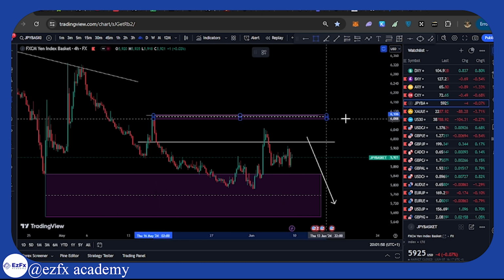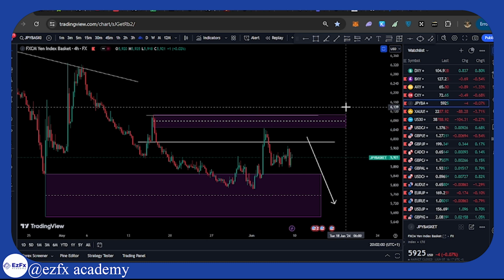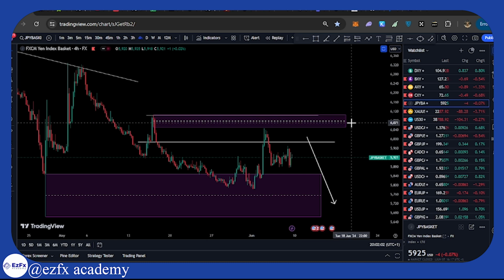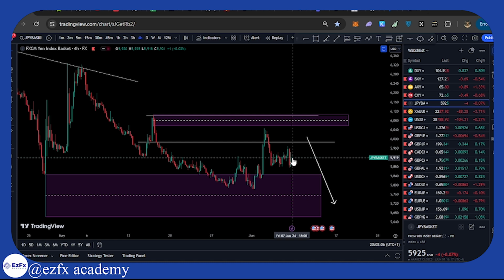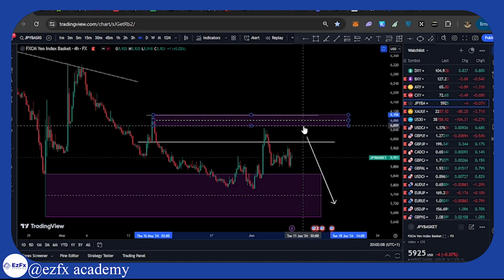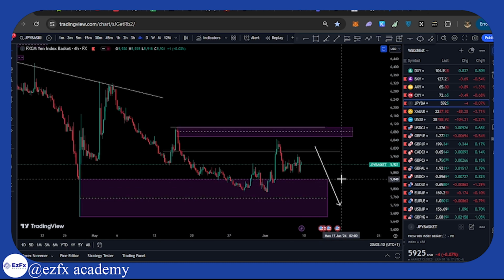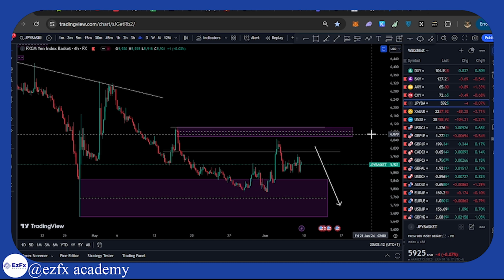Let me just quickly mark that out before we move on to the currency pairs. So something around this. We possibly could get price come up into this zone again before we get to see that sale. However, all of that being said, my overall bias on the JPY basket would be bearish. So I hope that is clear.